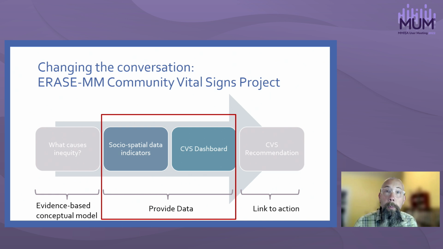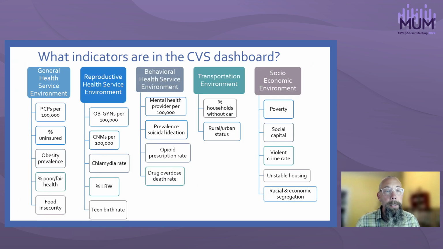And the way we're providing this data is through what we're calling the Community Vital Signs dashboard. And so it includes a couple things: the identification of evidence-based sociospatial data indicators, and then the delivery of those indicators to you in a particular data visualization that is specific to each case, specific to each decedent, and allows you to incorporate that into the review.